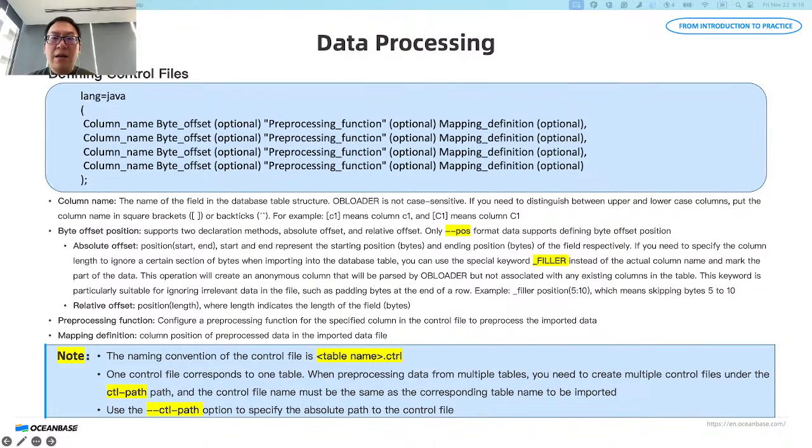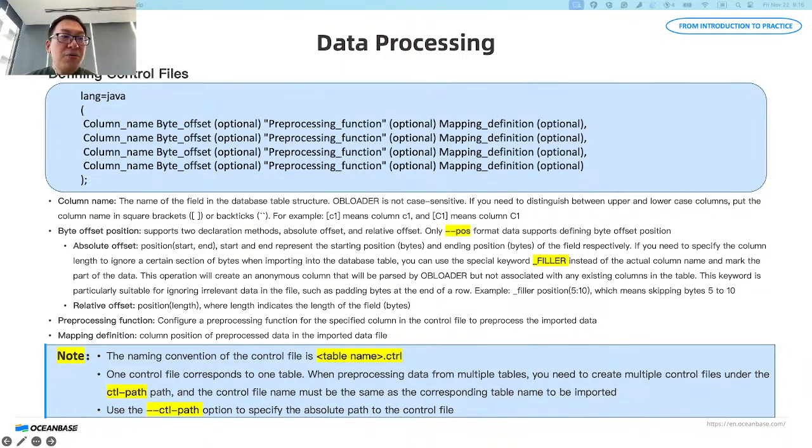Pre-processing function is used to configure a pre-processing function for the specified column in the control file to pre-process the imported data. Mapping definition is the column position of pre-processed data in the imported data file.